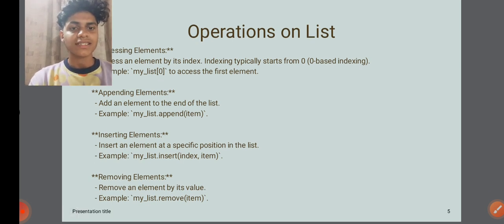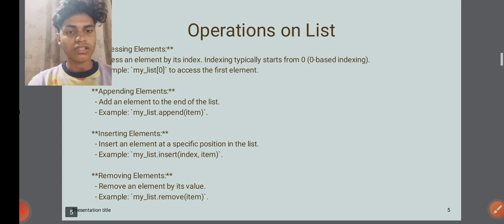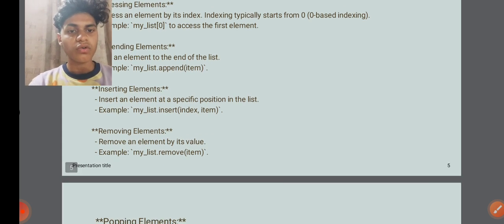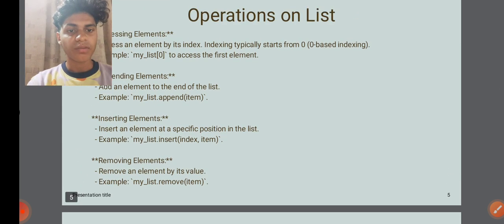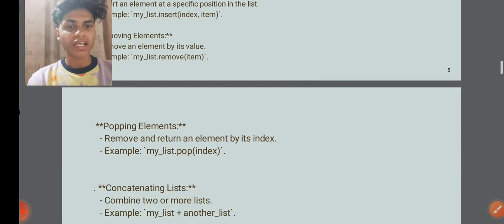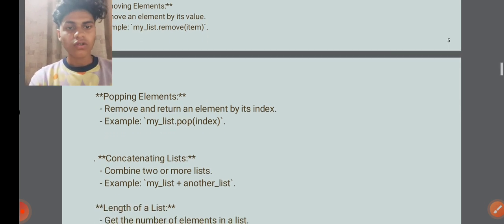The next one is inserting elements. Insert an element at a specific position in the list. For example, my_list.insert(index, item) will insert an element at a specific position. Here we can see that the index and item are given so that the element is inserted at a specific position in the list. Removing elements. Remove an element by its value. For example, my_list.remove(item) will remove an element from the list. The next operation is popping elements. Remove and return an element by its index. For example, my_list.pop(index) will remove and return the element at that index.